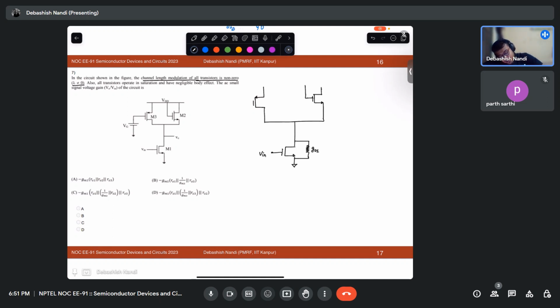So this entire rail was VDD. So this will be ground. There will be a resistance here. This VG will be ground. So this will be your GO3. There will also be a GO2. This will be ground. This will be ground. Fine. And this is your V out.